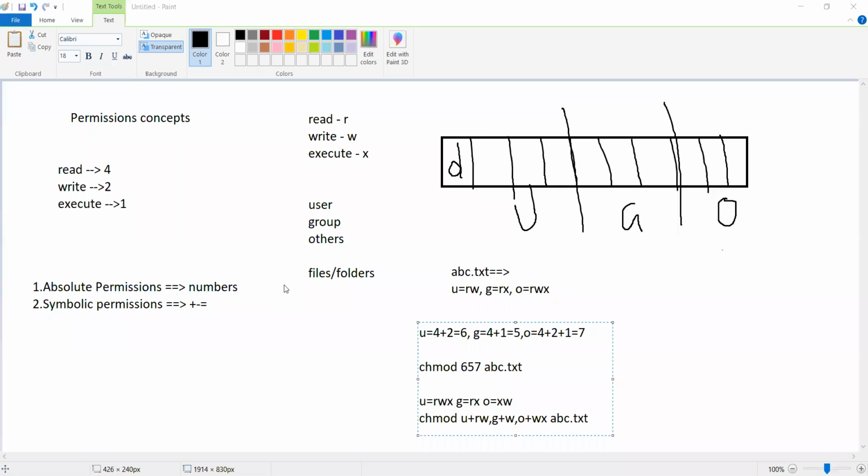In this part, the user can also be called the owner of the file. Okay, so will you please explain about this file and directory permissions, like 657, for a directory or a file? It's a file.